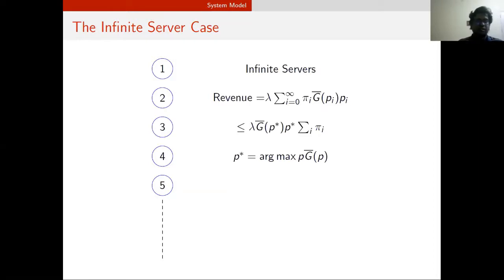And this makes sense because when you have infinite servers, you always have an infinite number of free servers in your hand, whatever is your state. So state dependent pricing does not make sense, and what makes sense is uniform pricing. So this is an extreme scenario, but what happens when you have finite servers?